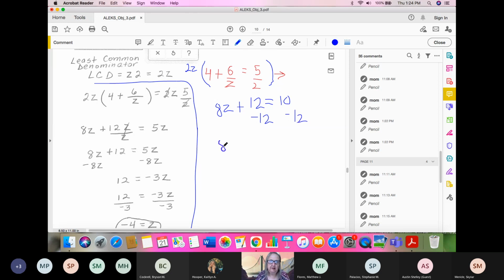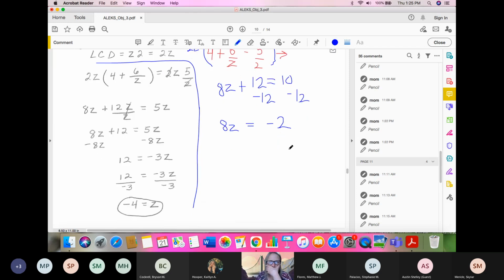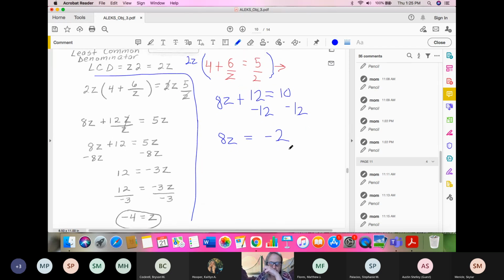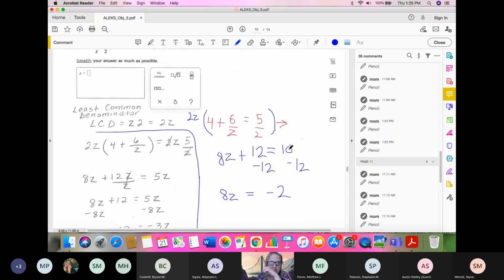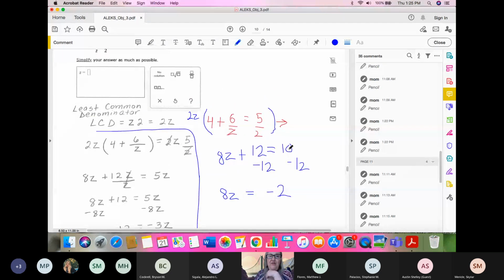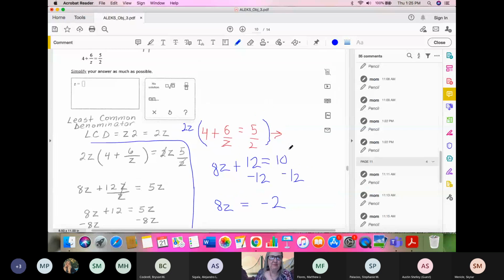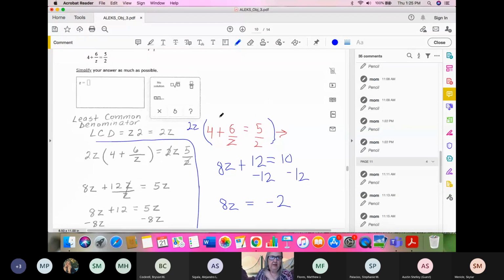So we'll get 8z here. 12 minus 12 is 0. 8z plus 0 is still 8z. Equals 10 minus 12 is negative 2. Wait, I did something wrong. So why is the other side... Yes, I know. Let me just figure that out. I'm looking at that to myself as well, okay? So let me just take a look here.